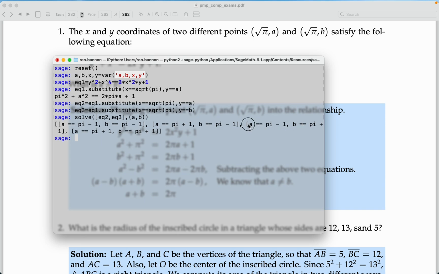Over here, for this one over here, the third one in, a is pi minus 1 and b is pi plus 1. Add those together, still get 2 pi. The last one's not good, by the way. And the reason why a and b are the same number, right? If they're the same number, which is pi plus 1, they said they're distinct points, by the way. So the answer is 2 pi, as we got.